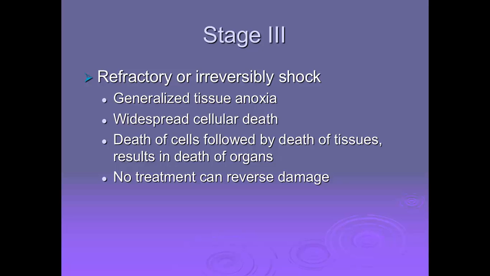During this stage, there is a generalized tissue anoxia, so basically without oxygen. And this becomes so generalized and widespread that it causes widespread cellular death, that no treatment can reverse the damage at this point. The death of the cells, followed by death of tissues, results in death of organs, and then ultimately the death of the body. No treatments can reverse the damage done at this stage.